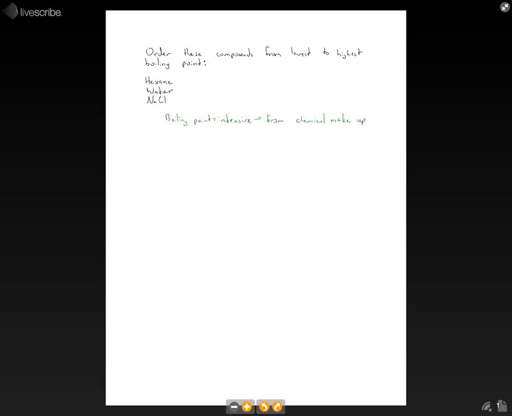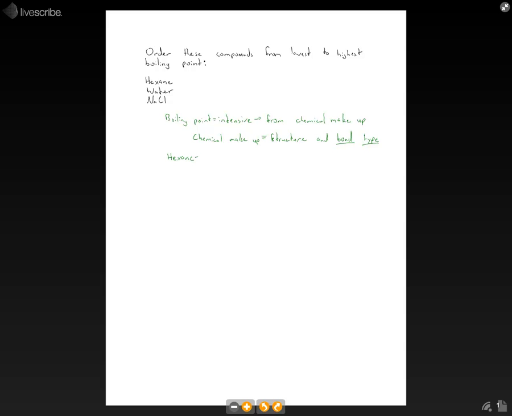And a real easy way to study the chemical makeup is mainly the type of bonds. And we're going to concern ourselves with bond type. So, let's look at each of these compounds in turn and determine which ones have which bond structure.